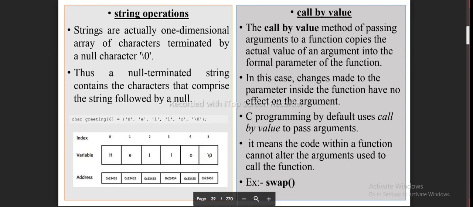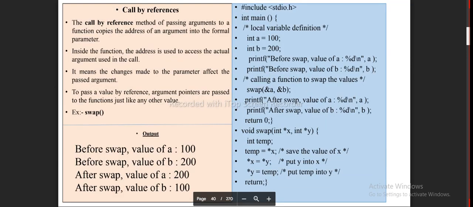C programming by default uses call by value to pass arguments. It means the code within a function cannot alter the arguments used to call the function. Example: swap, char greeting[6] = "HELLO".